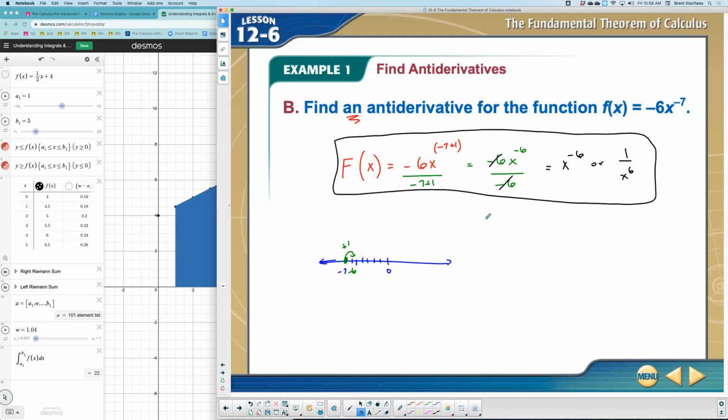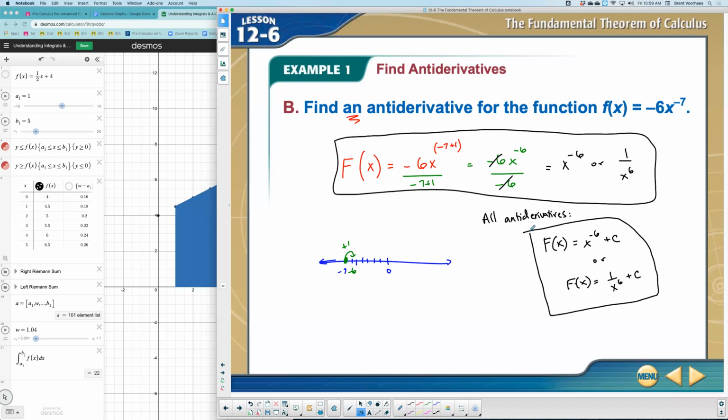Now, if you want to find all antiderivatives, you would need to include that plus c. Antiderivatives, I'm not spelling that right. That needs to be a V. There we go. All antiderivatives would look like this. F of x equals x to the negative 6 plus c, or f of x equals 1 over x to the 6 plus c. That's how you would write it if you wanted to find all, which is the better way of writing it like this.